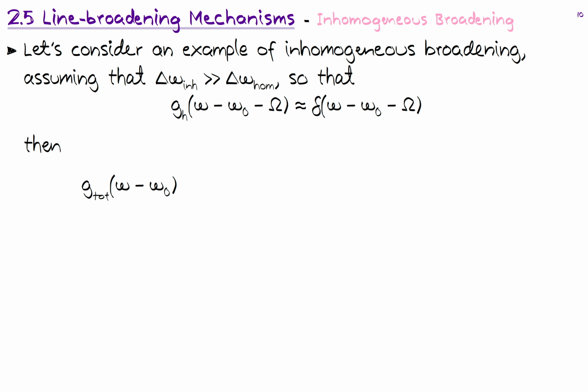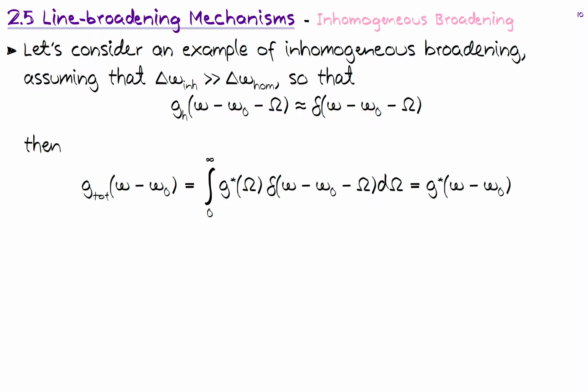Now we can write the total line function g_tot as an integral, and like before, this is the integral that we had, and now we are replacing the original homogeneous line shape function with a delta function. Of course this delta function picks out a specific frequency, and we are only dealing afterwards with the inhomogeneously broadened line function g star centered at this frequency. So this is what happens mathematically if we simplify things.